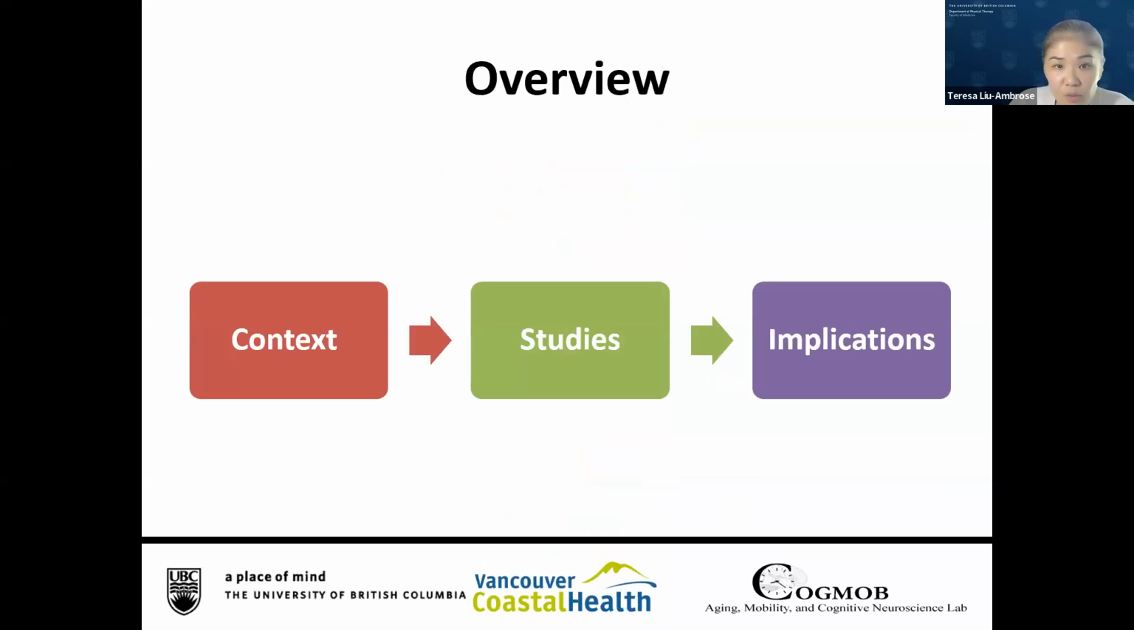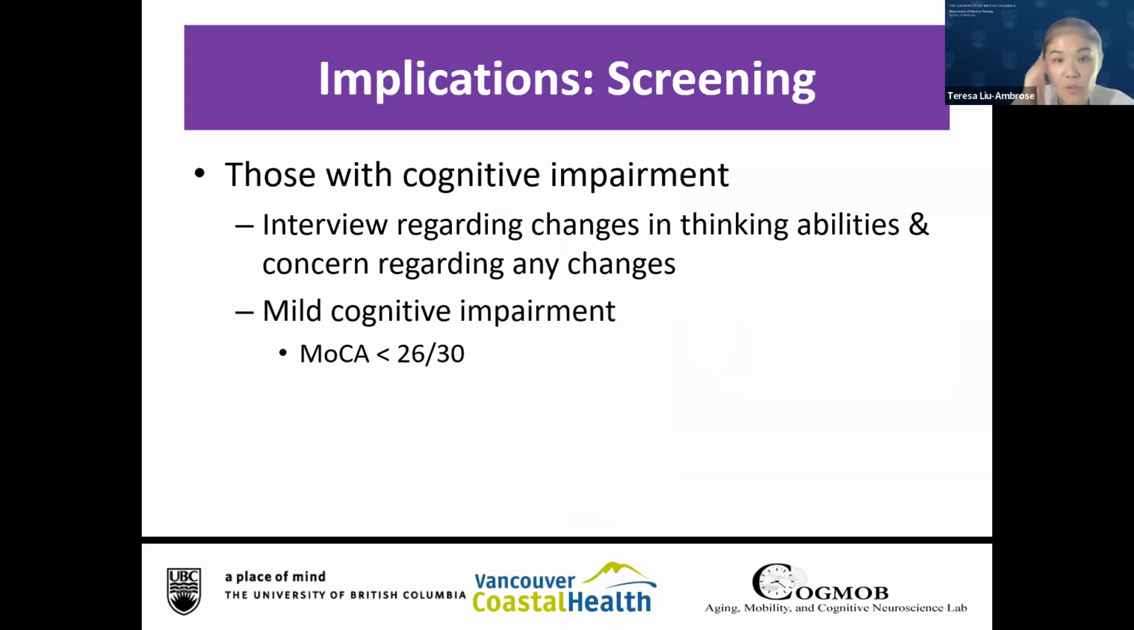And so I'd like to move towards implications. In terms of screening, one thing I would really like to convey is that when it comes to who is at risk, in my opinion and based on the literature, any individual with some degree of cognitive impairment should be viewed as being at risk for falls. I want to emphasize, it's not about having dementia, but mild changes even within their cognitive abilities. And there are simple ways of probing that.